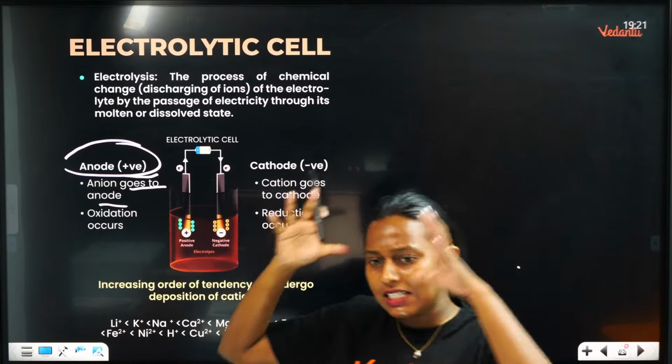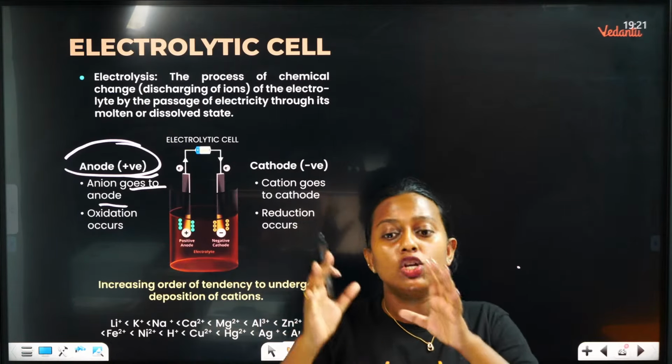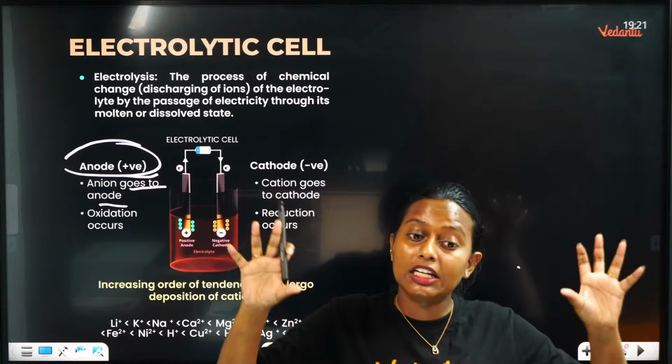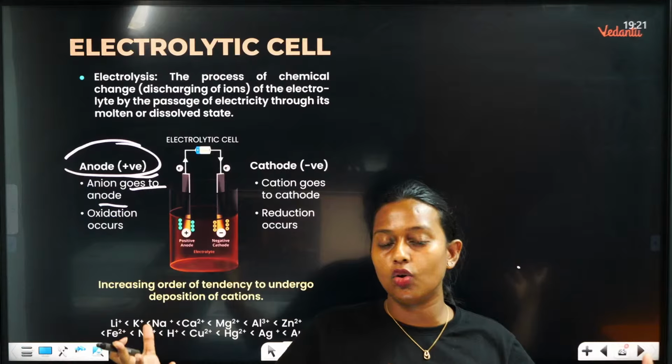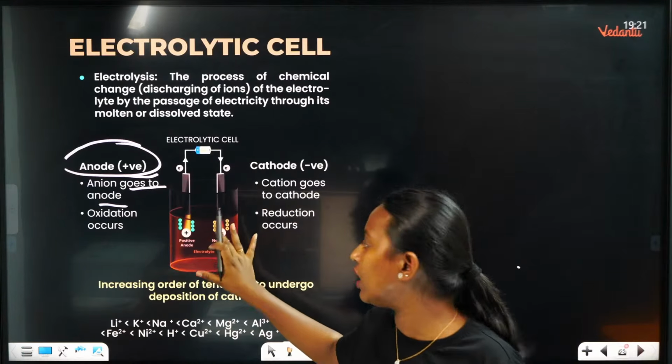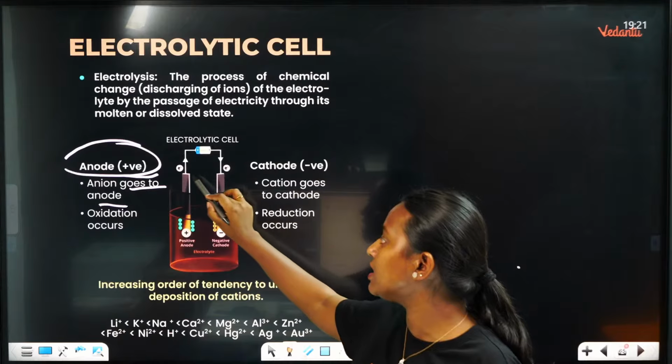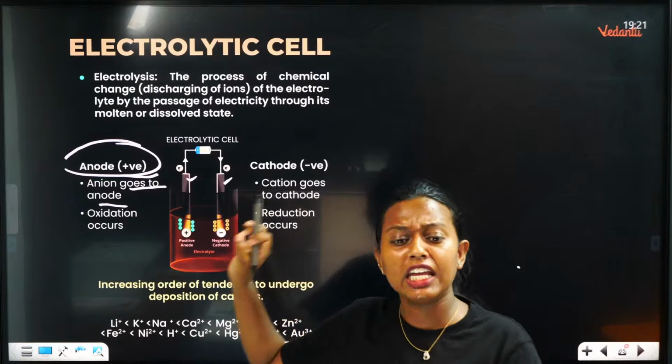என்ன நடக்கும், இங்க same solution தான். So electrochemical cell-ல different solution இருந்தது, different electrolytes இருந்தது. So இங்க same electrolytes தான் இருக்கு, but இங்க different electrode இருக்கு.